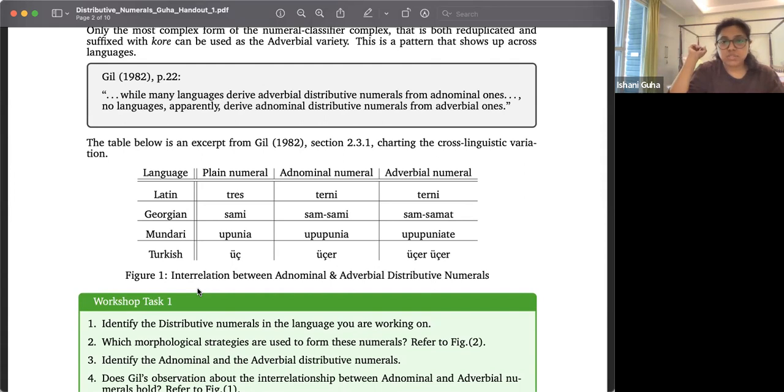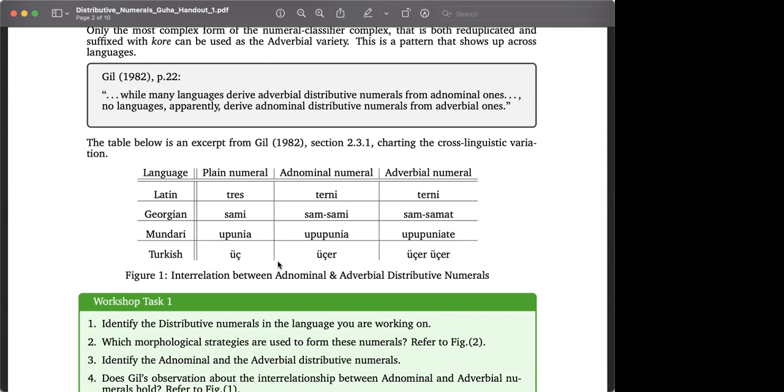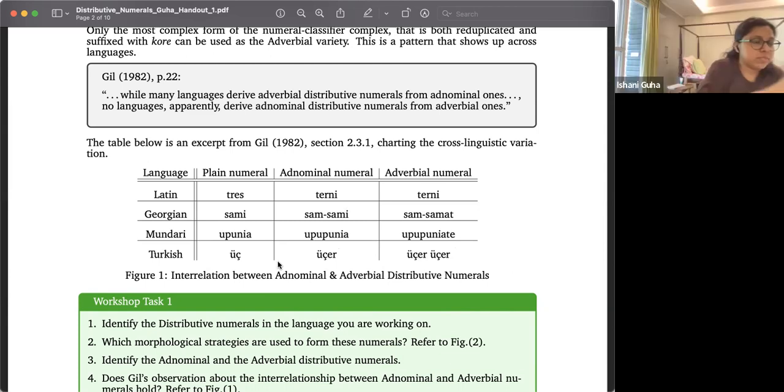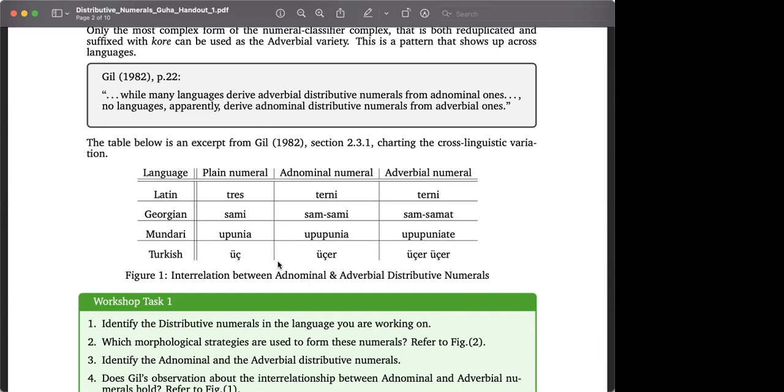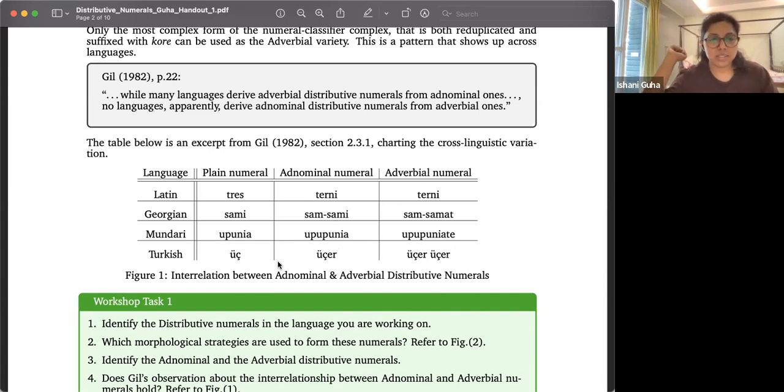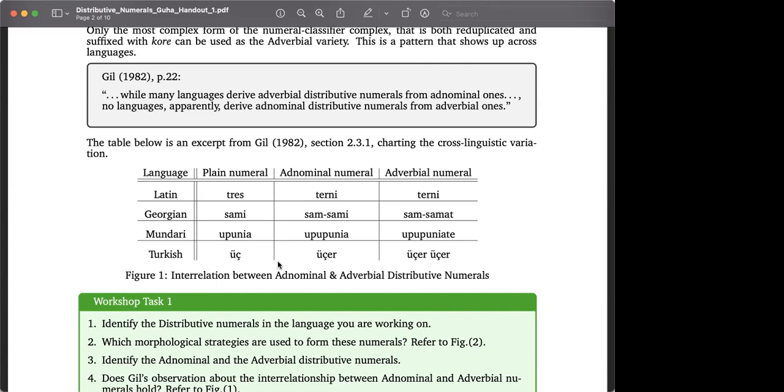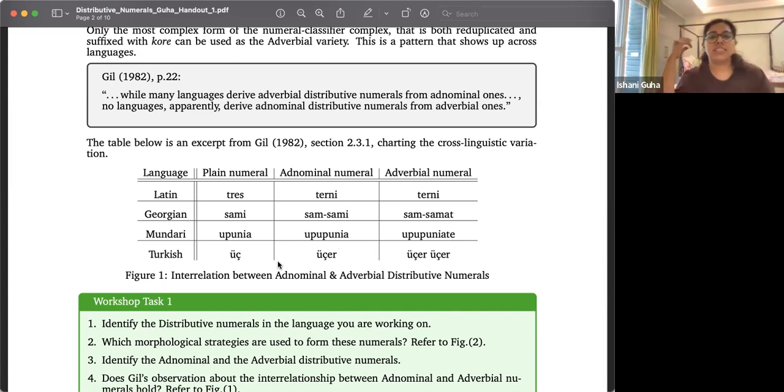There's this beautiful example from Mundari in Gil's thesis. So upunia, and then you see a partial reduplication upunia, and then te added to that nominal variety gives the adverbial numeral, right? Upunia te. Turkish. The Georgian example, we have complete reduplication, and that E is some kind of adnominal marker. Yes, it's some sort of case marker. I think that is accusative, and the at is some adverbial marking.